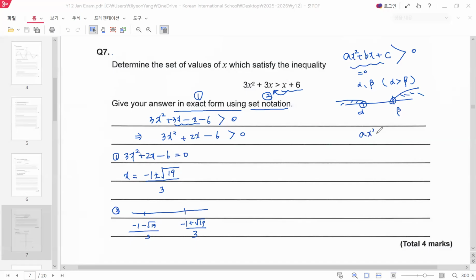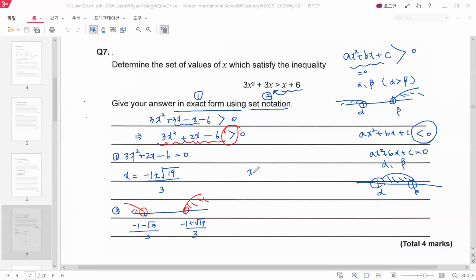If ax squared plus bx plus c is less than 0, and this equation has two roots, alpha and beta, then in this case, if it's less than 0, it's between them, okay? Since from this inequality, the quadratic on the left side is bigger than 0, you need to choose the outer part of these two values.